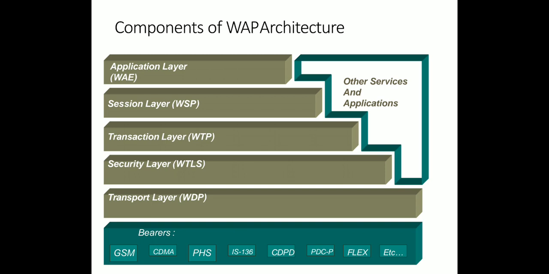Then the second component is the HTTP web server. The HTTP web server receives the request from the WAP gateway and processes the request, and finally it sends the output to the WAP gateway, which in turn sends this information to the WAP device using its wireless network. So this is how the WAP architecture works with these components.